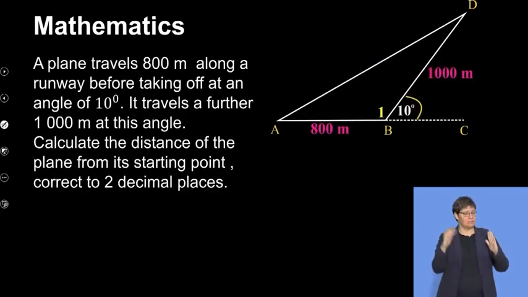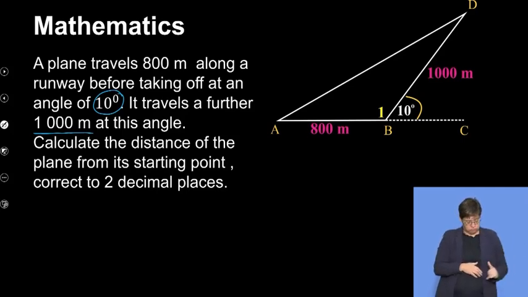Okay, here's a contextual question. We have a plane that travels 800 meters along a runway before taking off at an angle of 10 degrees. It then travels further 1,000 meters at this angle. That's the angle they're talking about. Calculate the distance of the plane from its starting point, correct to 2 decimal places.